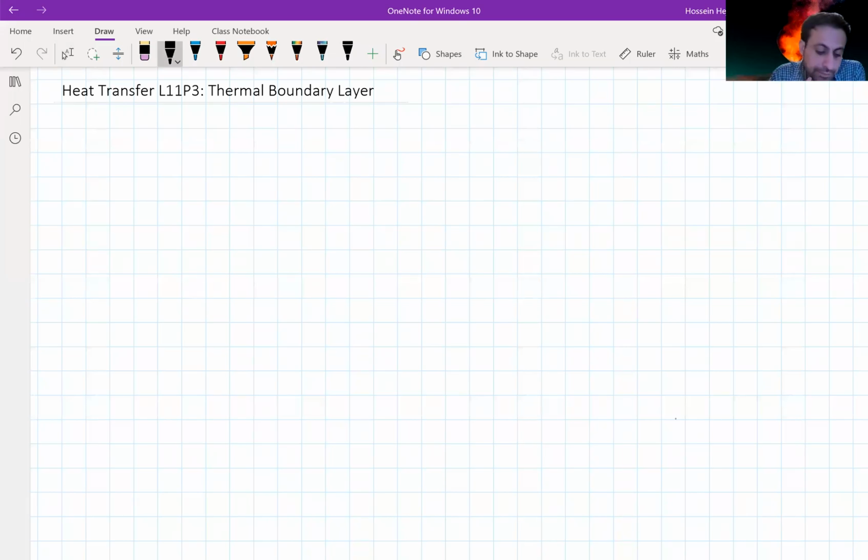Similar to the hydrodynamic boundary layer, we can visualize a thermal boundary layer too.